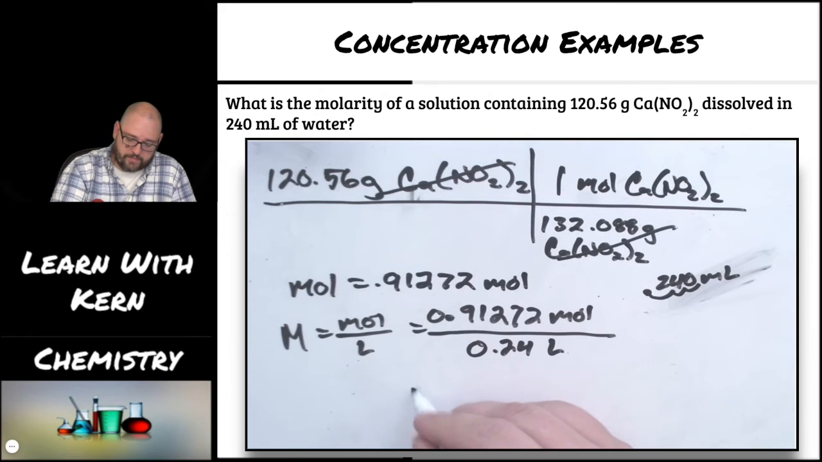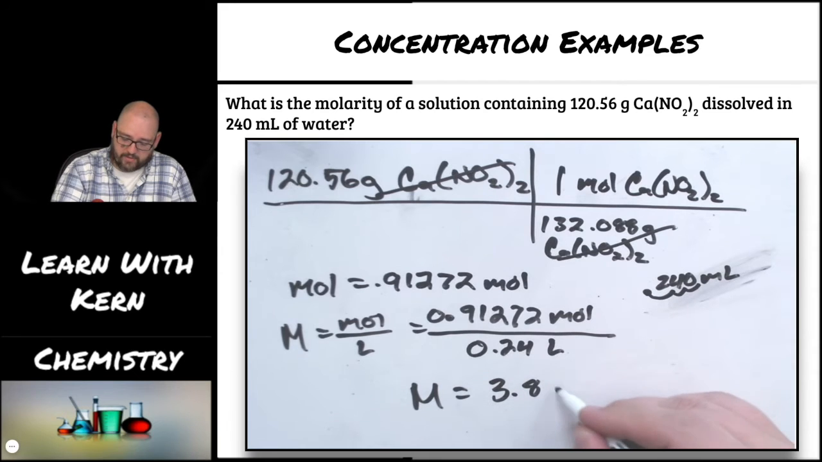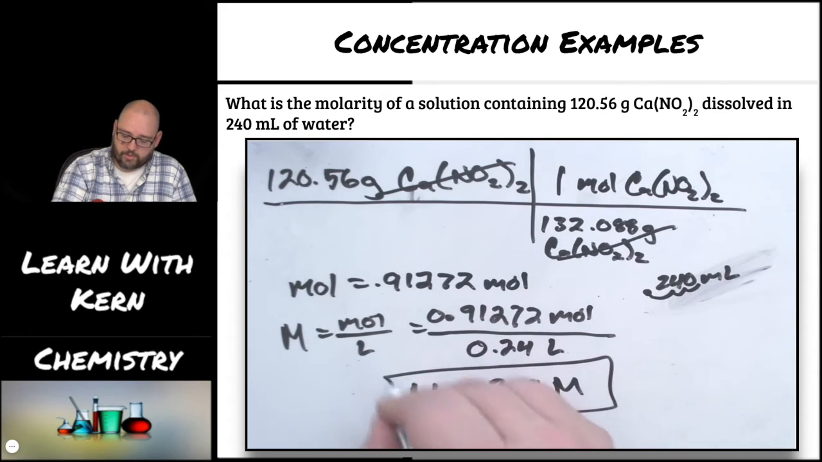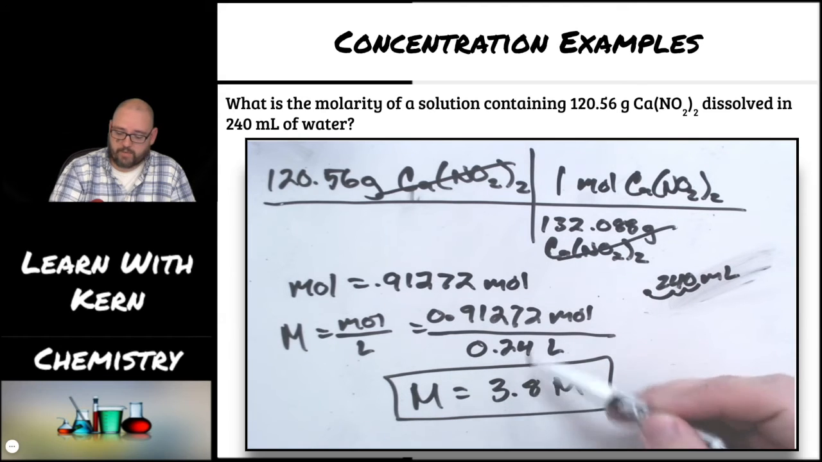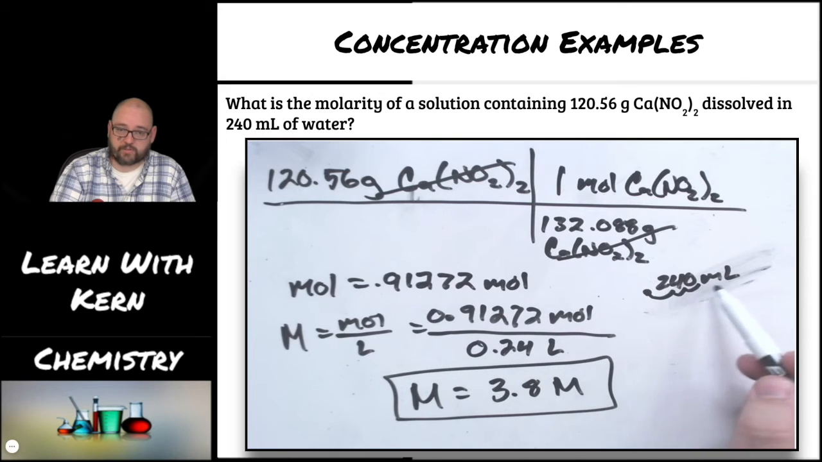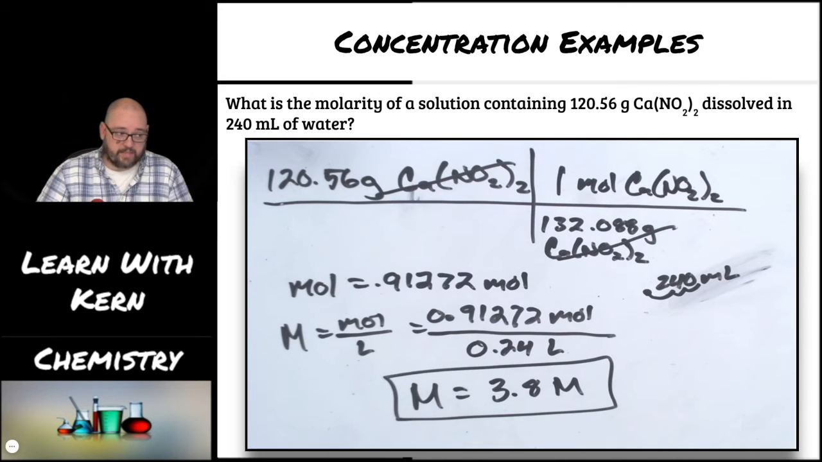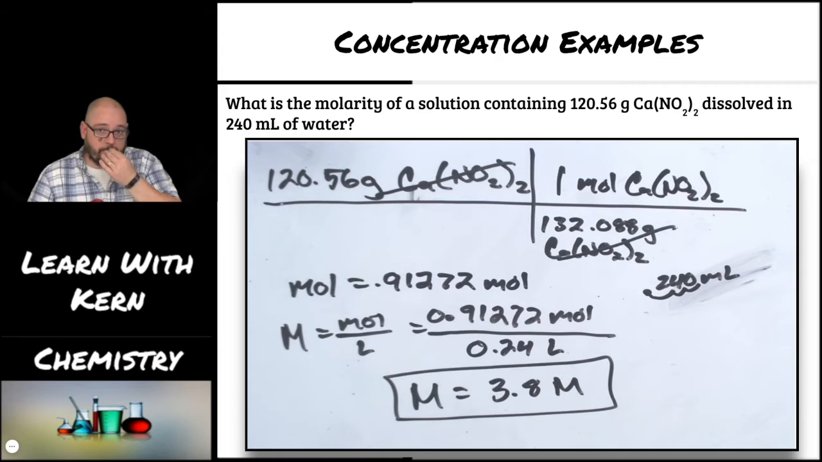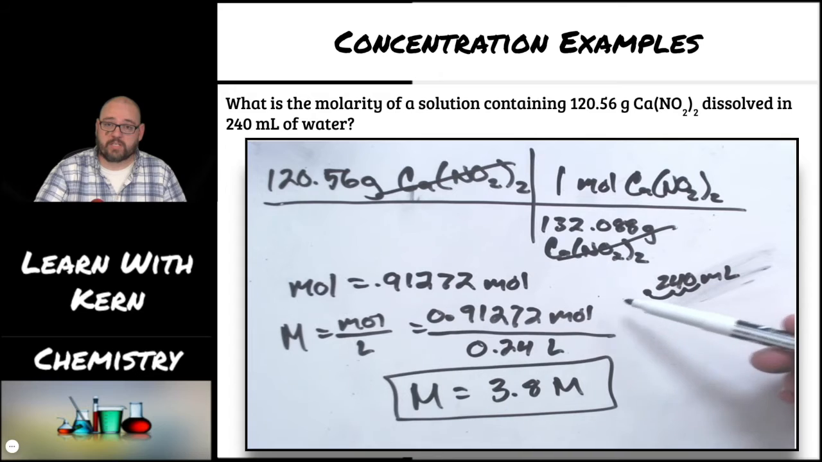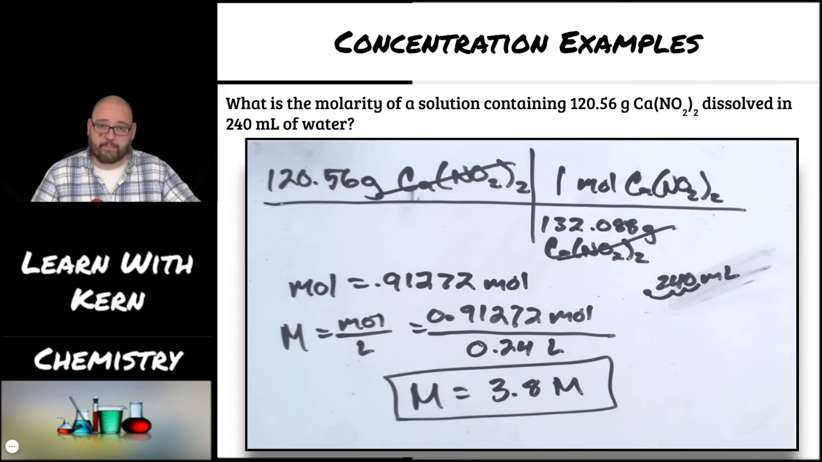answer of my molarity equals 3.8 molar when you round it to the 2 sig figs that we need, because there's only 2 sig figs in this problem. And my original 240 milliliters only had 2 sig figs. So there we go. If I give you the mass, you have to convert it to moles. If I give you a volume in something other than liters, it has to be converted to liters because your units have to be moles divided by liters. That's what makes it molarity. That is the definition of molarity.